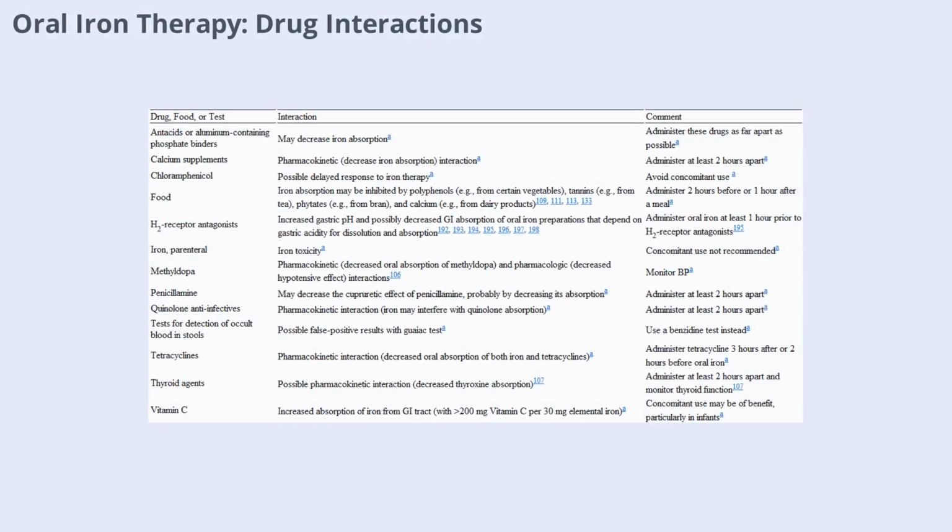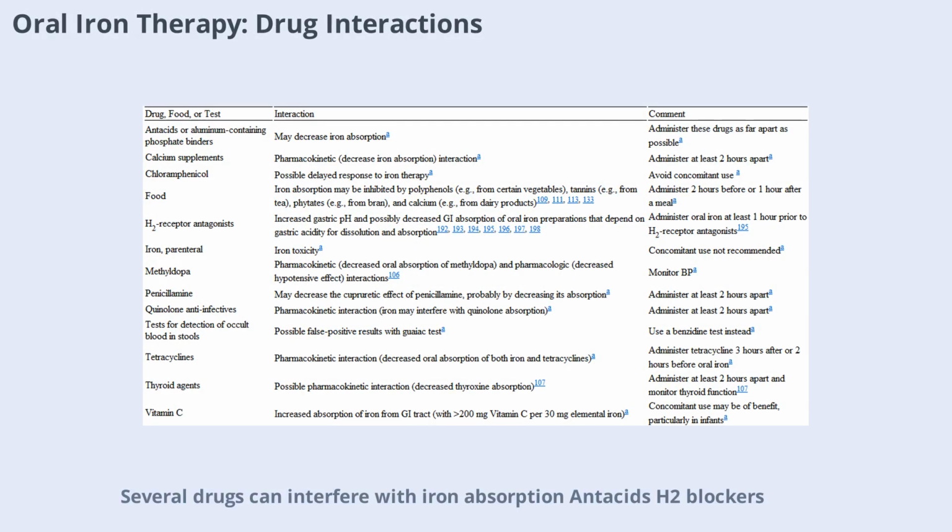Several drugs can interfere with iron absorption. Antacids, H2 blockers, and proton pump inhibitors decrease absorption, while zinc competes for transporters. Tetracyclines and fluoroquinolones may have reduced absorption if taken with iron. Vitamin C enhances absorption, but may also increase side effects at high doses.